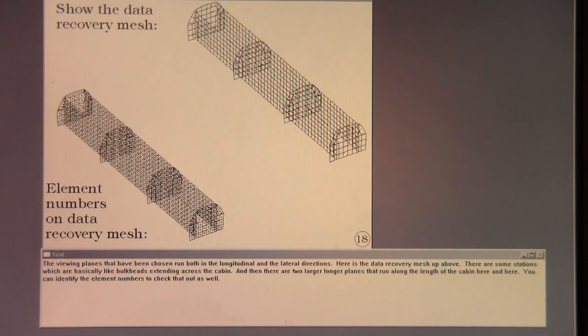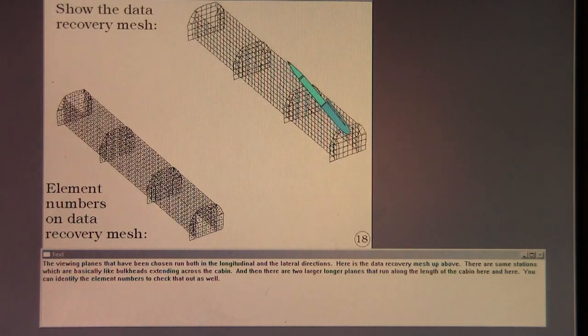Here is the data recovery mesh up above. There are some stations which are basically like bulkheads extending across the cabin. And then there are two larger, longer planes that run along the length of the cabin, here and here. You can identify the element numbers to check that out as well.